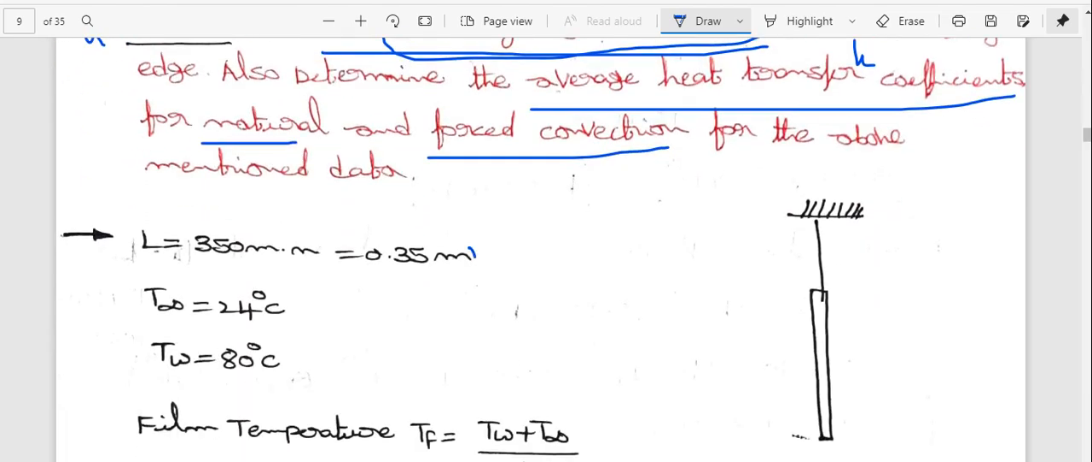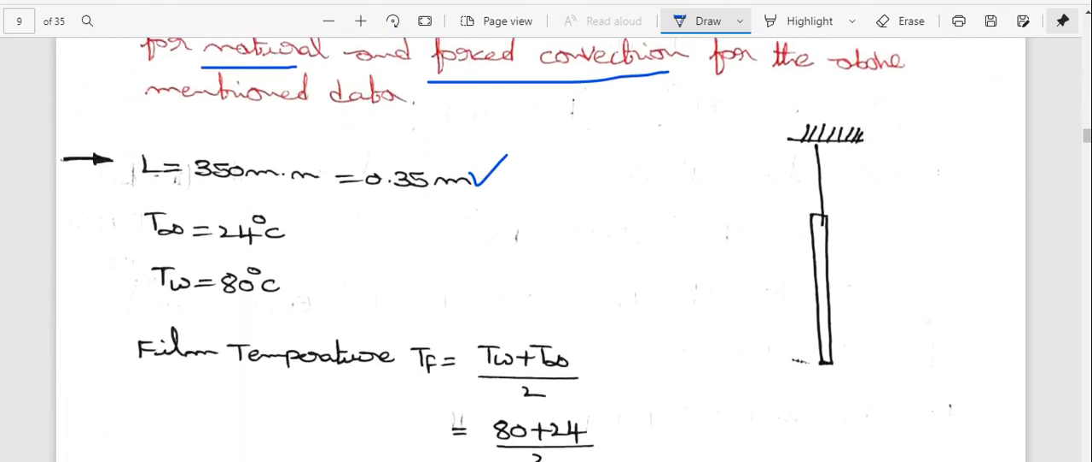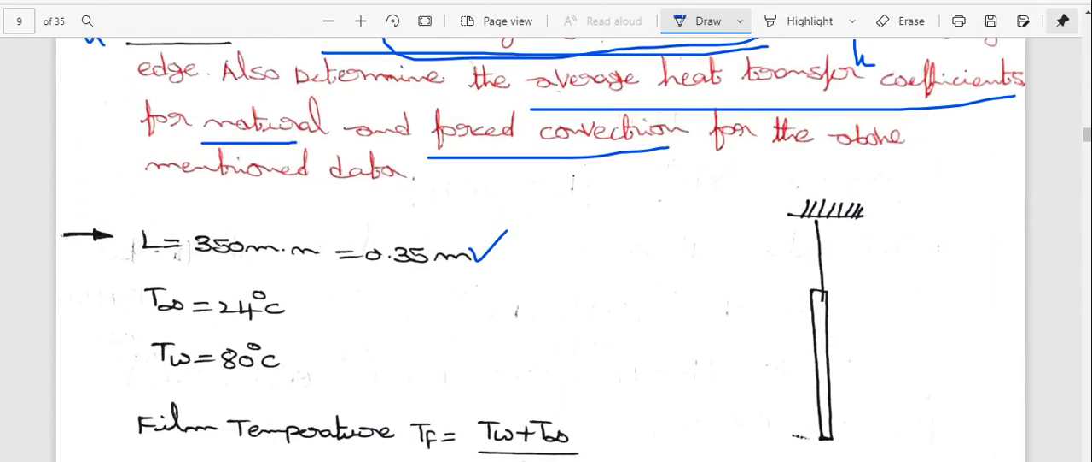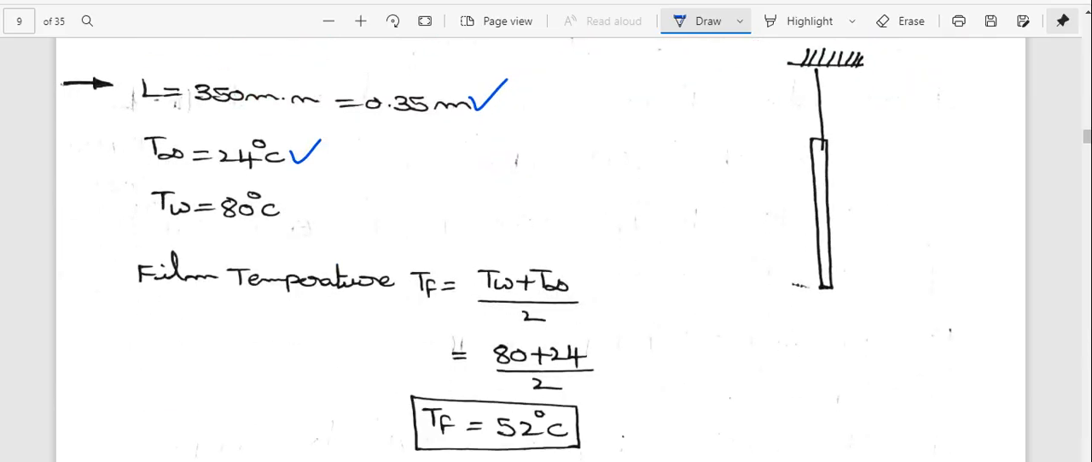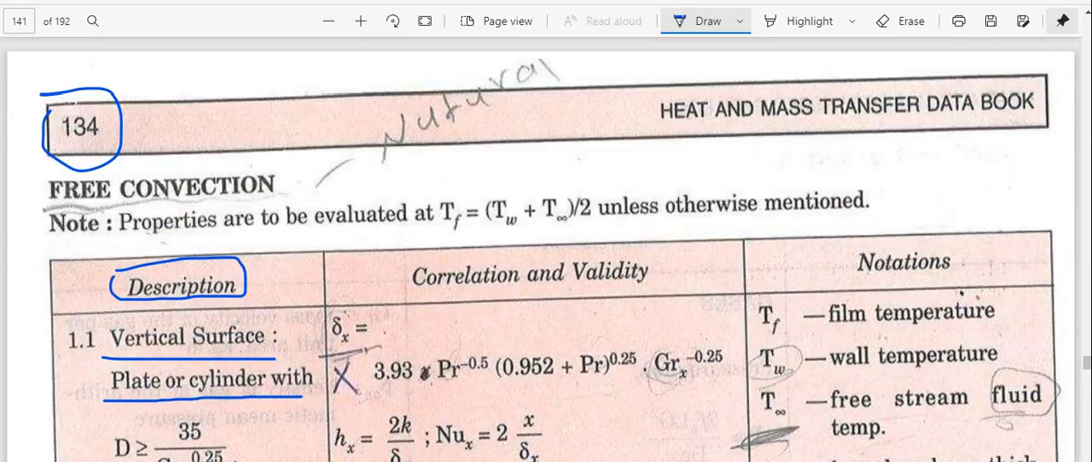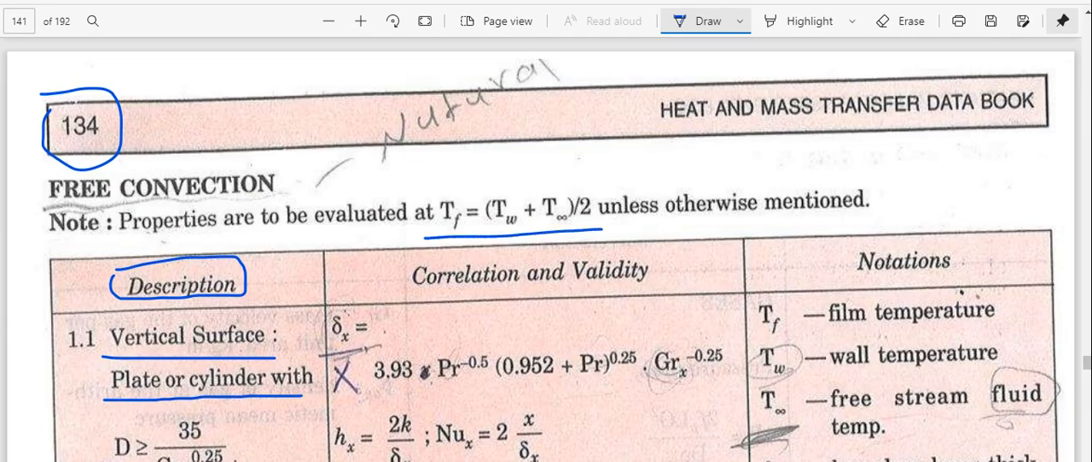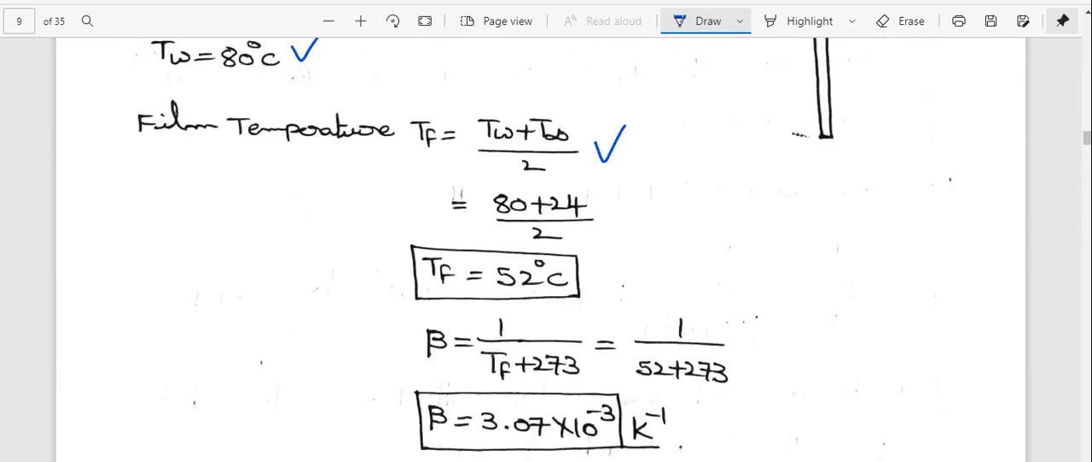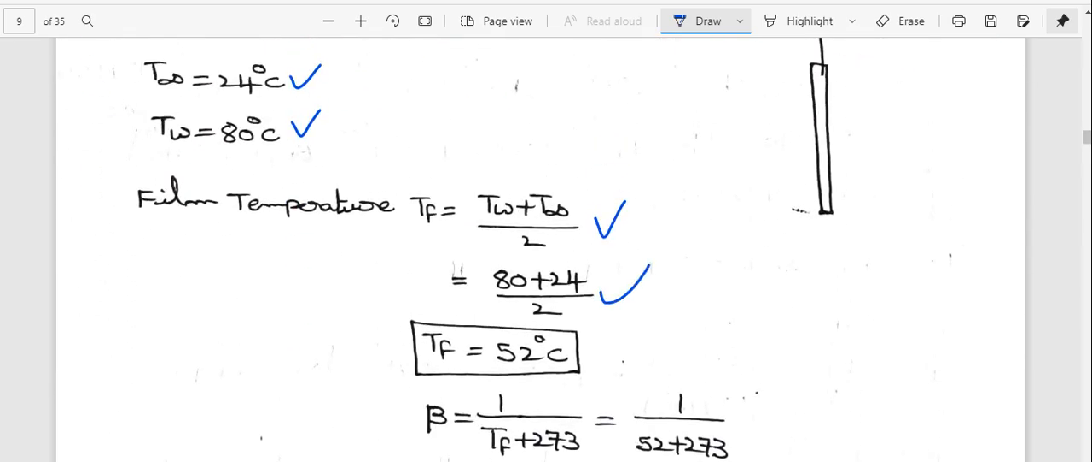Length equal to 350 mm, and this is the glass plate hung vertically. So length equal to 350 mm, that equals 0.35 meters. T infinity is 24 and wall temperature is 80. So in our data book, page number free convection, we need to calculate T film temperature. We know the Tw value and T infinity value. We should calculate T film temperature: 80 plus 24 by 2 is equal to 52.